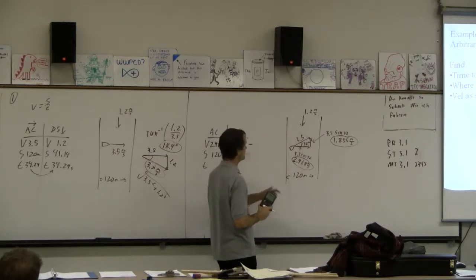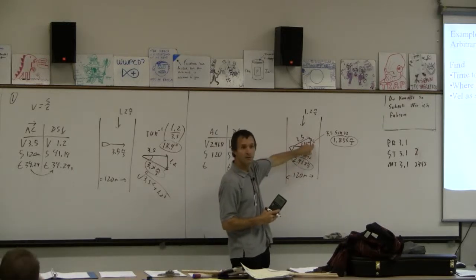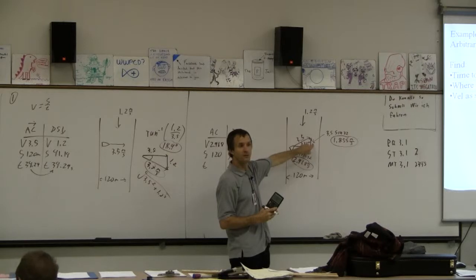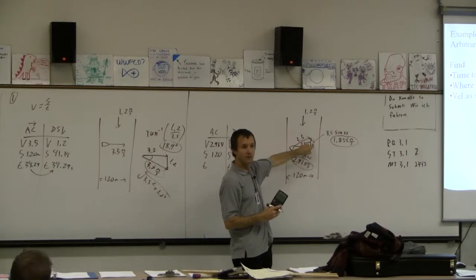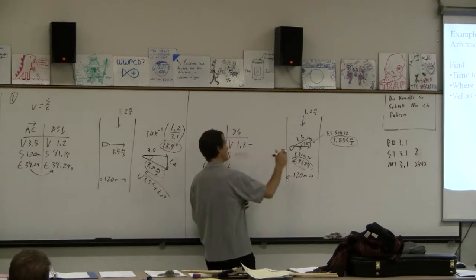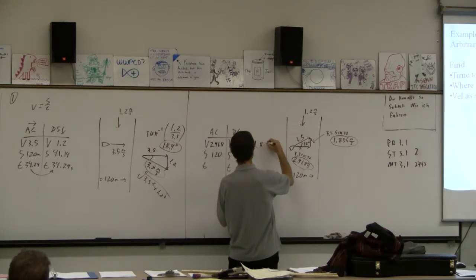What I would say is that this component, isn't that an upstream component? Yes. Isn't downstream positive? I need everybody to pay attention. Isn't this component upstream? Isn't downstream positive? So therefore, by that convention, I have to make that a negative number. So I'm going to go 1.855.